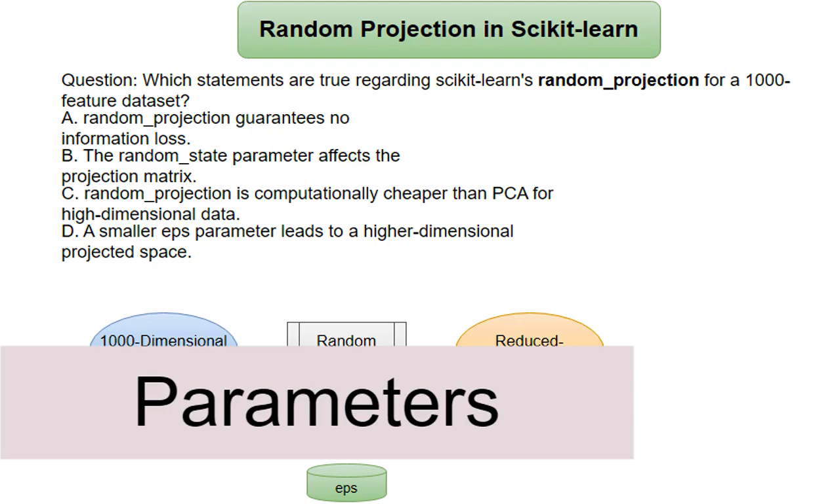These are the settings we adjust to control the behavior of random underscore projection. For example, random underscore state and EPS are parameters. I can fine-tune these to get the best results.